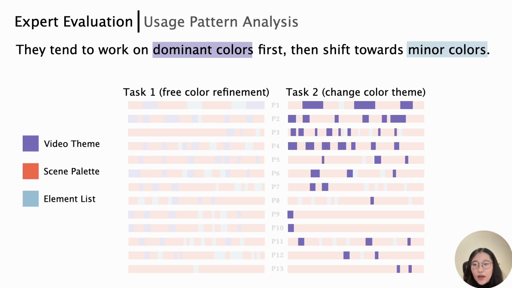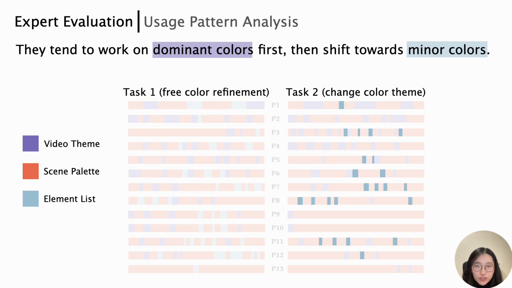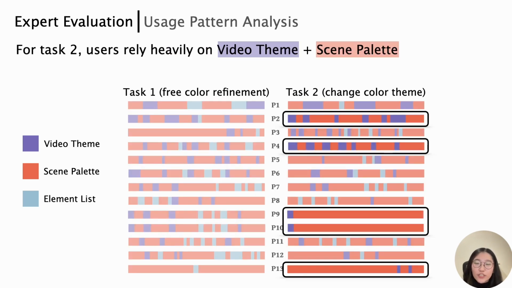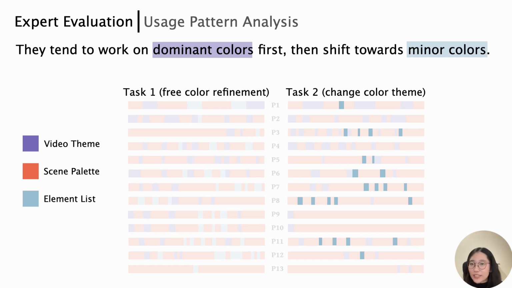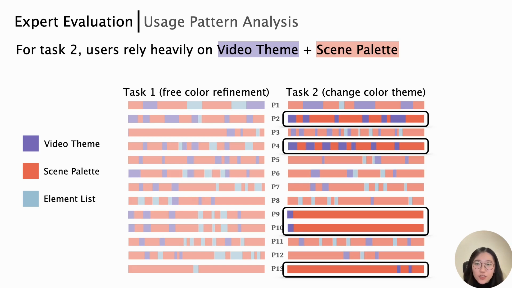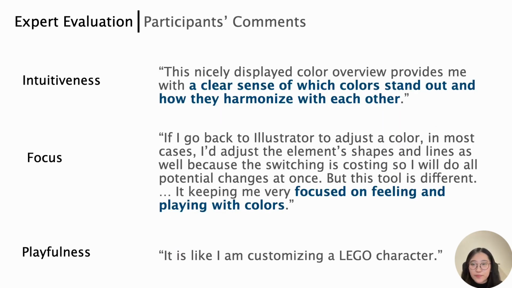This suggests that they focused on the major changes first, then minors, which is consistent with our previous findings in the formative study. Lastly, in task 2's goal of aligning colors to a set theme, designers primarily use the video theme and sim palettes together. Many didn't need the element list at all. For example, the 5 participants shown here. This showed that these tools can effectively help create a unified color scheme efficiently. We would also like to share some comments from our participants.